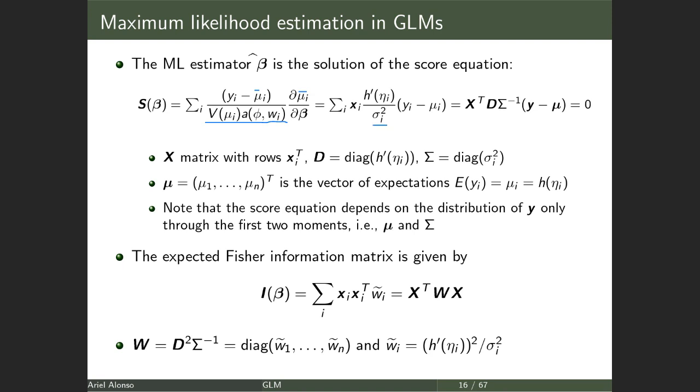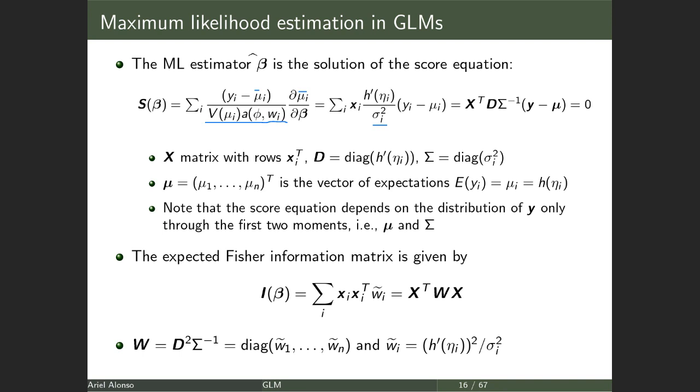So the score functions in generalized linear models, in GLM, you have this exponential family, which is a general distribution family. But the score functions only depend on the first two moments. The score function only depends on the distribution through the mean and the variance. That's it. You don't need any other characteristic of the distribution to calculate the score functions. If you have the mean and you have the variance, then you can construct the score function.